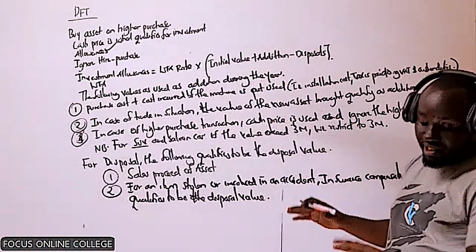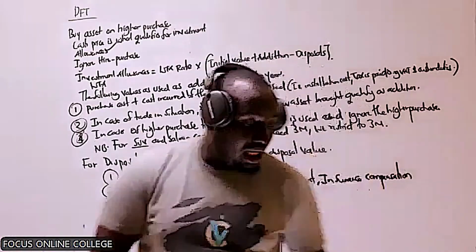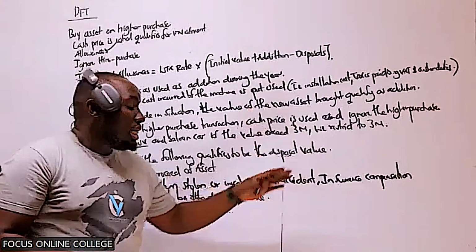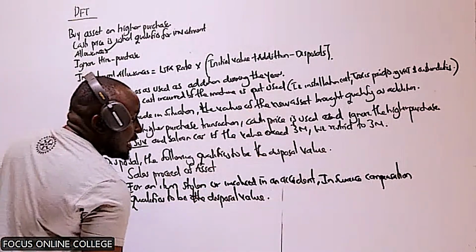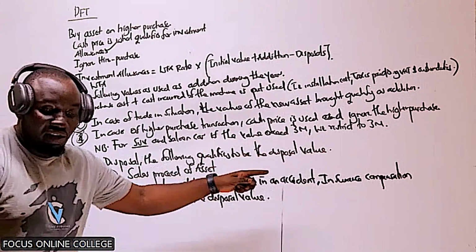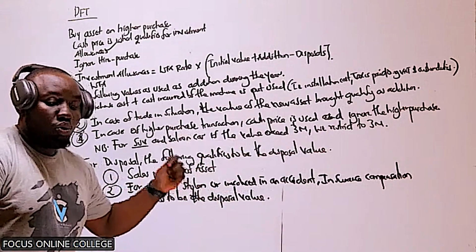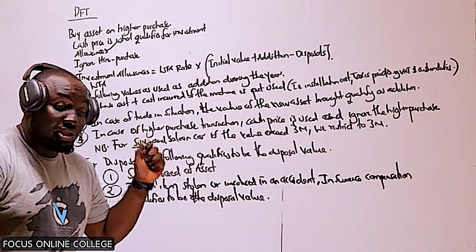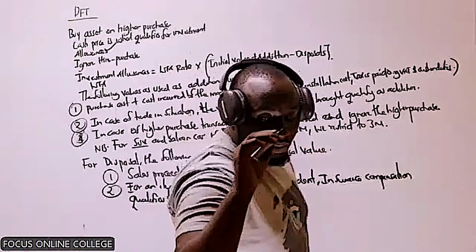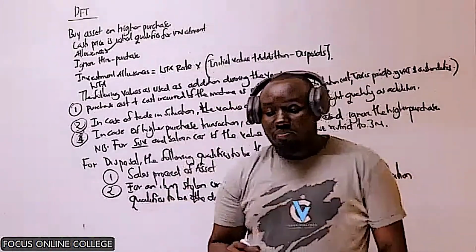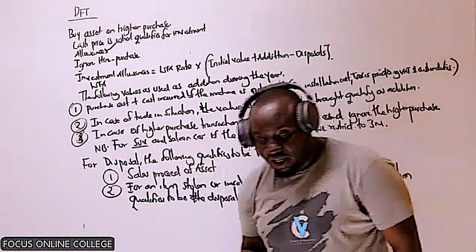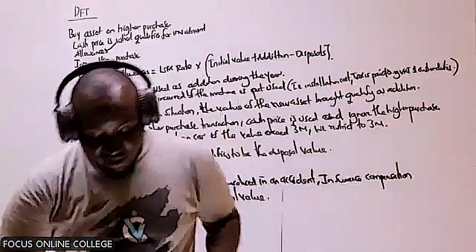Let's say, for example, you had an asset that is stolen or involved in an accident, the disposal value will be what you call the compensation. The insurance compensation qualifies to be the disposal value. For an asset that was stolen or involved in an accident, the value compensated by the insurance company is what qualifies to be the disposal value. You give me a yes if we are together. Perfect. Thank you so much.